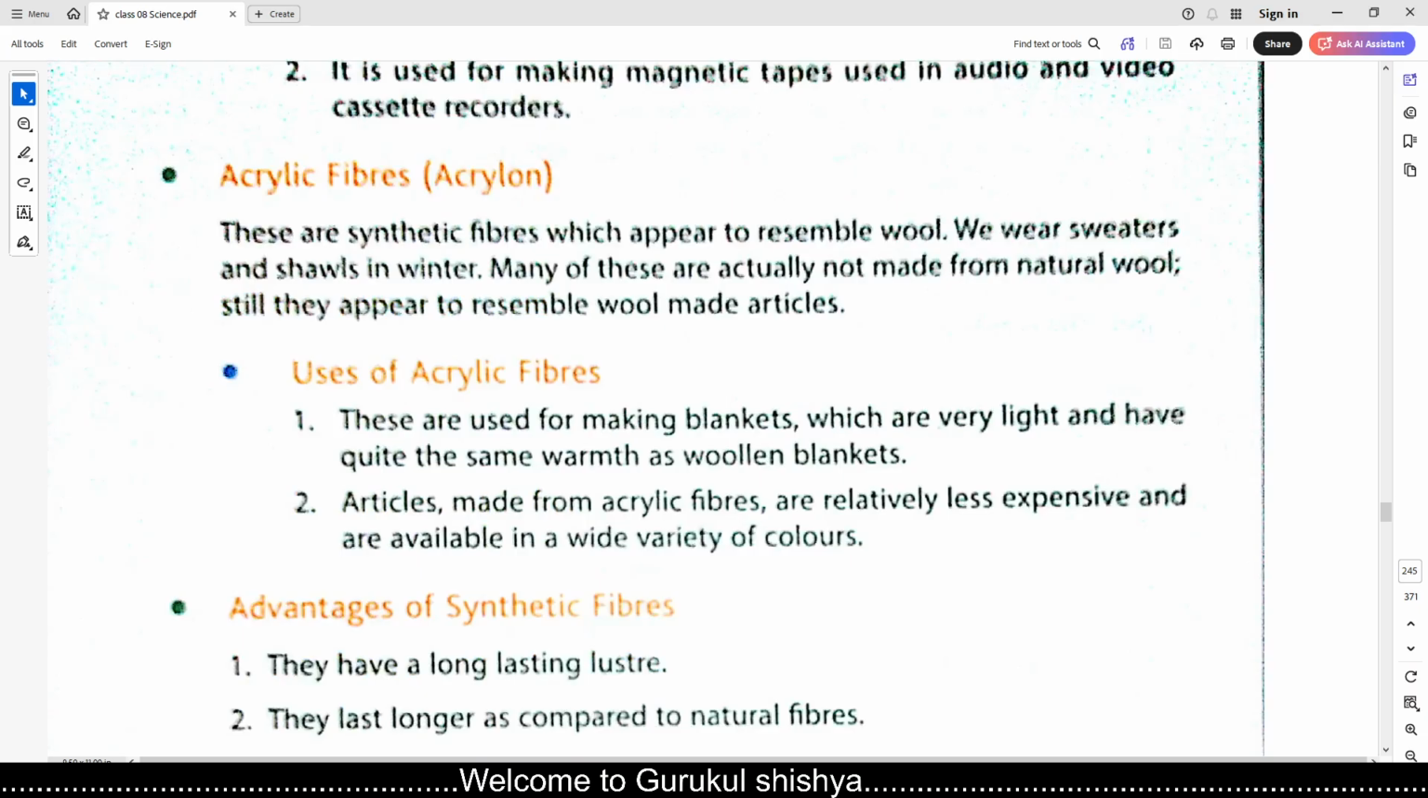Acrylic fibers. Acrylon. These are synthetic fibers which appear to resemble wool. We wear sweaters and shawls in winter. Many of these are actually not made from natural wool. Still, they appear to resemble wool. Uses of acrylic fibers: these are used for making blankets which are very light and have quite the same warmth as woolen blankets. Articles made from acrylic fibers are relatively less expensive and are available in a wide variety of colors.